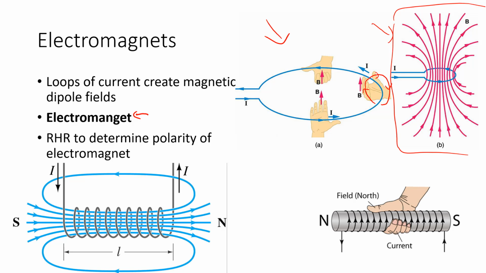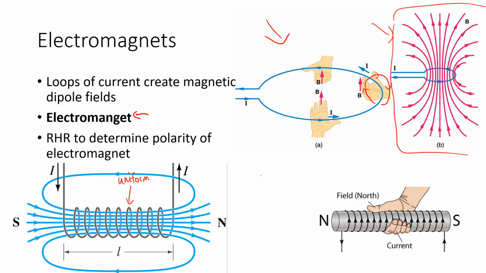Another cool thing about coils of wire and loops of current is, one, we get a uniform field inside of our loop of current, or inside of our coil, or it's approximately uniform at least. And it's also really high intensity if we wrap our wire around a lot, because we're essentially getting more current. There's also another right-hand rule that you can use to determine the polarity of the electromagnet.